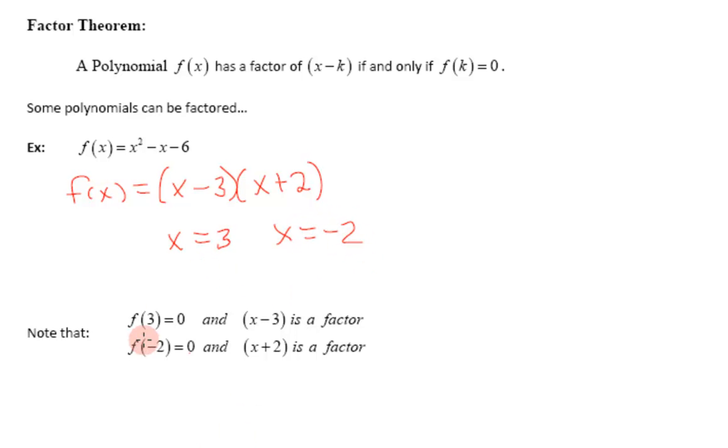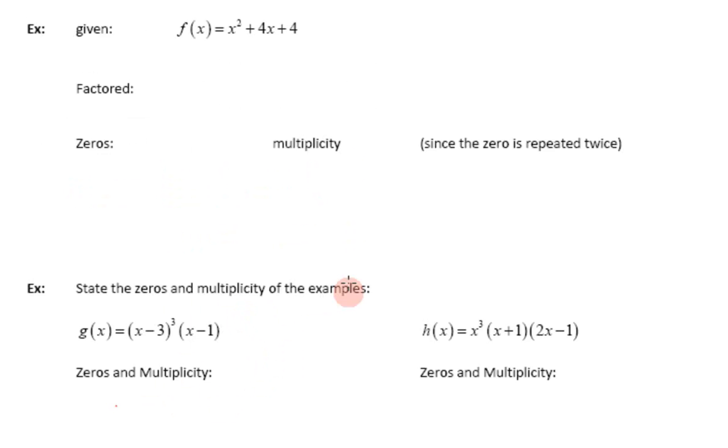So what we're saying is, at f of 3, I get 0 out. If I put a 3 in there, 3 squared is 9, minus 3 is 6, 6 minus 6 is 0. Put a negative 2 in there. Negative 2 squared is 4, plus 2 minus 6 is 0 as well. So at 3 we get 0, and at negative 2 we get 0. So then we can write the factors. x minus 3 is a factor, and x plus 2 is a factor. So it goes both ways again. If 3 is a zero, then x minus 3 is a factor. If x minus 3 is a factor, if I put 3 in there, I get 0. Both ways.